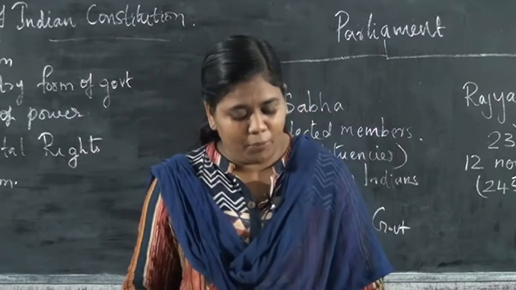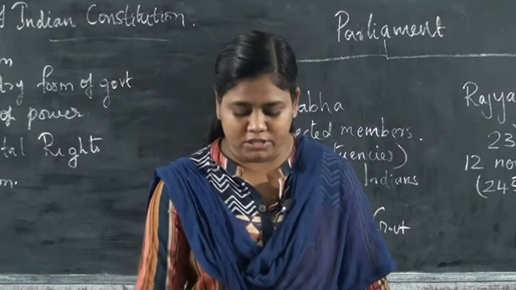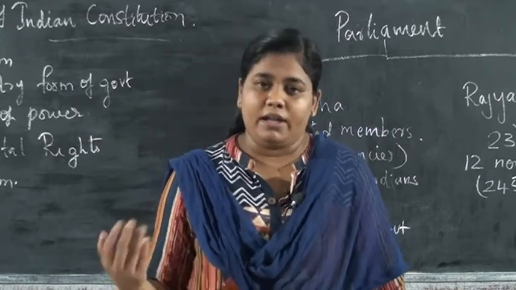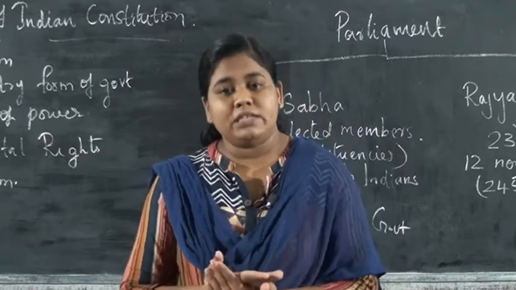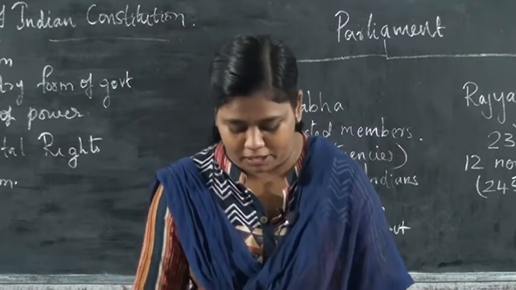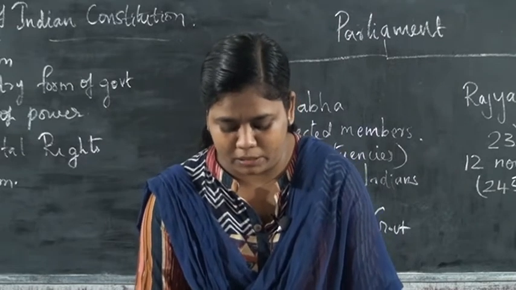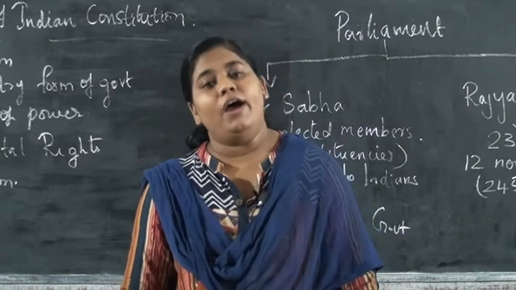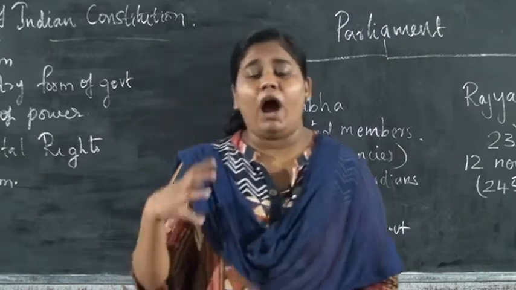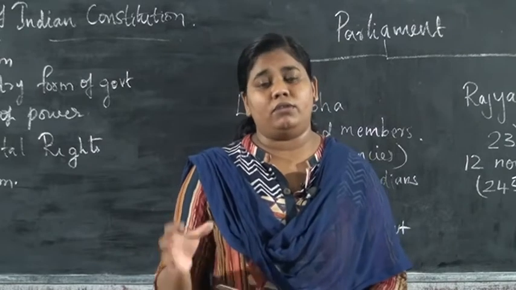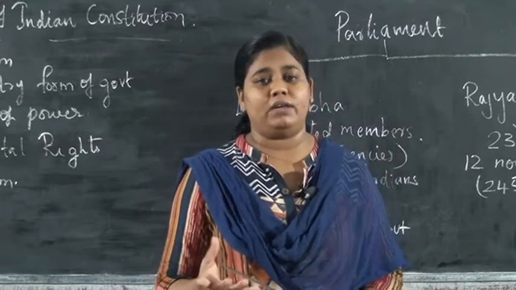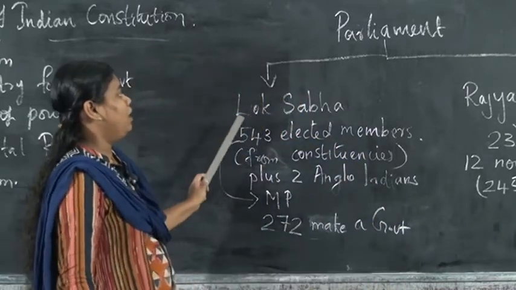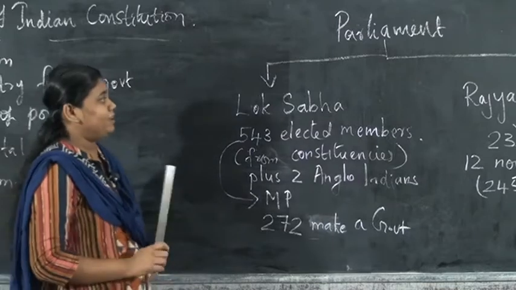So our Parliament consists of the President, the Rajya Sabha and the Lok Sabha. The Parliament of India consists of the President, the Rajya Sabha and the Lok Sabha. So let us look at how the people form a government. What is Parliament? Parliament consists of the President, Rajya Sabha and Lok Sabha.